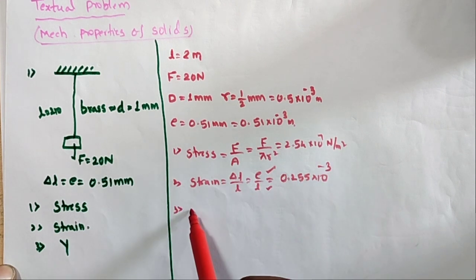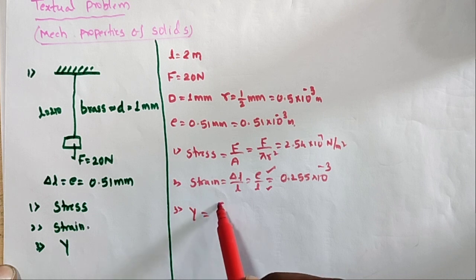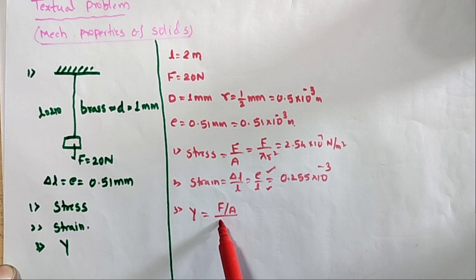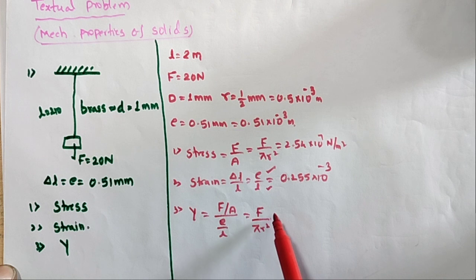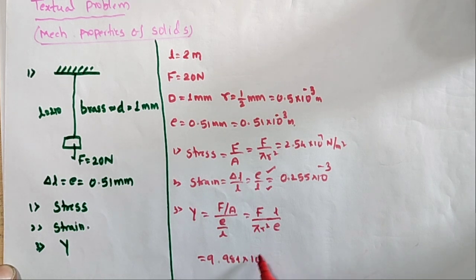And third one, Young's modulus Y is equal to stress by strain. That is F by A divided by delta L by L, that is F by pi r square into L by e. We know all the values, so substituting, finally we can get 9.984 into 10 power 10 Newton per meter square.